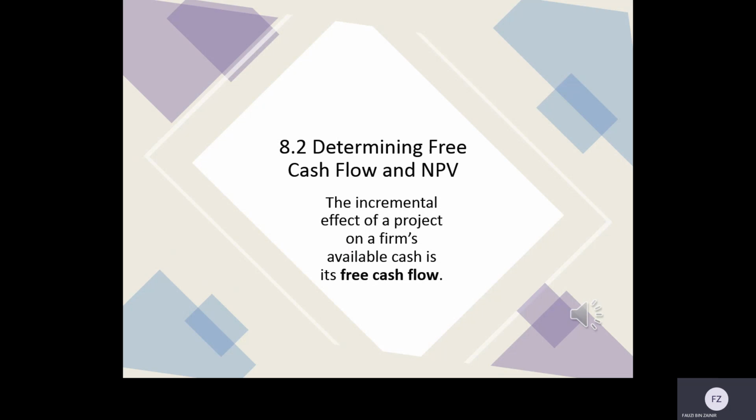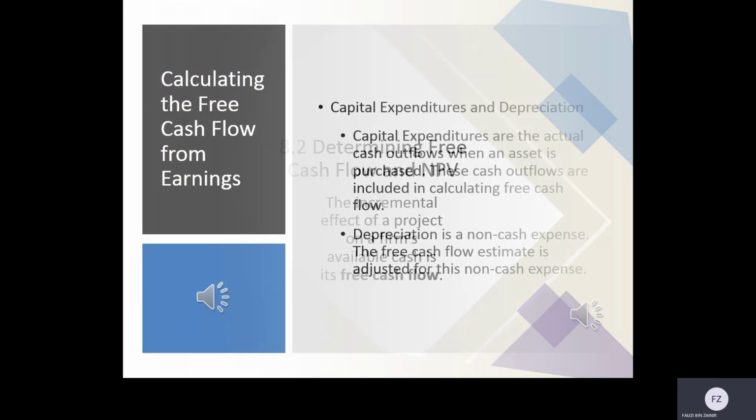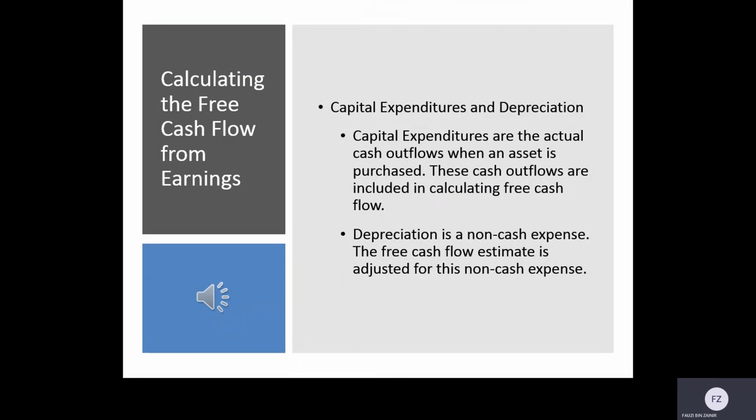Let's look at determining free cash flow. The incremental effect of a project on a firm's available cash is the free cash flow. What we have already gone through is up to the net income, so we're going to extend our analysis into finding the free cash flow, calculating free cash flows from earnings. There are important differences between earnings and cash flow. Earnings include non-cash charges such as depreciation. However, they do not include the cost of capital investment. That means the machines, how much you pay for the machines initially.